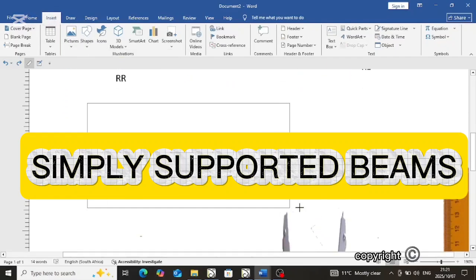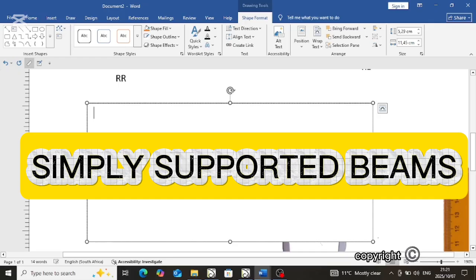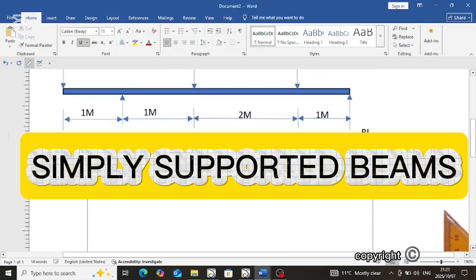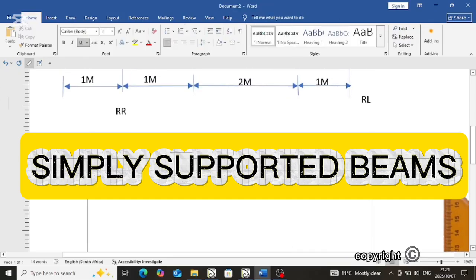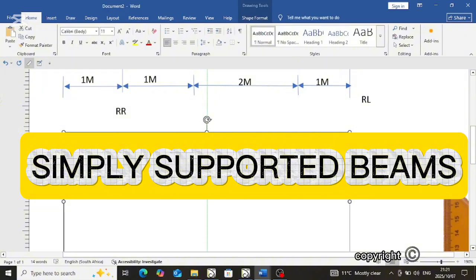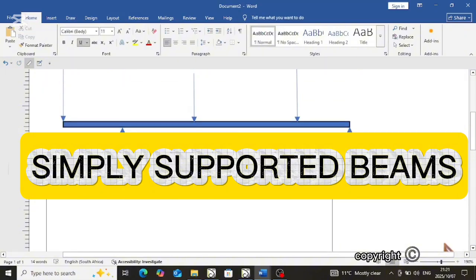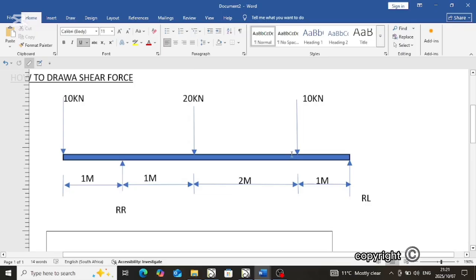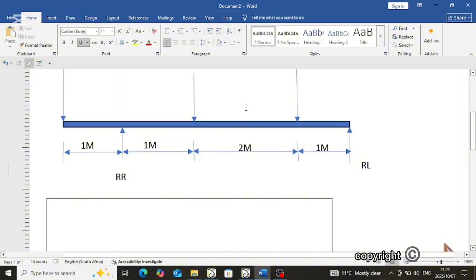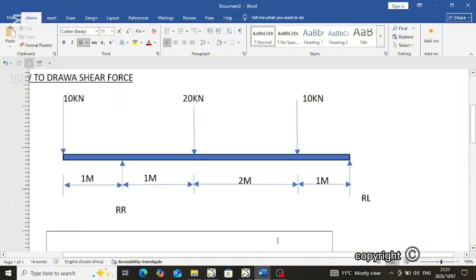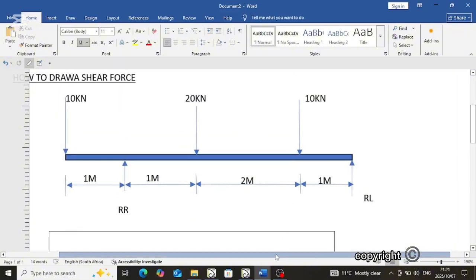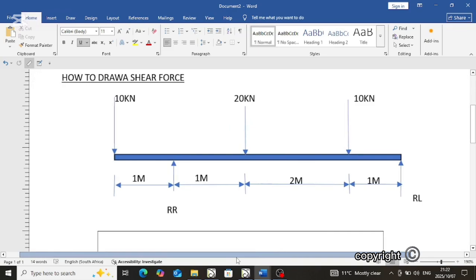Today I'm going to show you how to calculate reactions on a simply supported beam. So let's start. If you can check on the screen, I'm having 10 kilonewton, 20 kilonewton and 10 kilonewton with the distances. If you can check, we have 1 meter, 1 meter, 2 meters, and 1 meter.